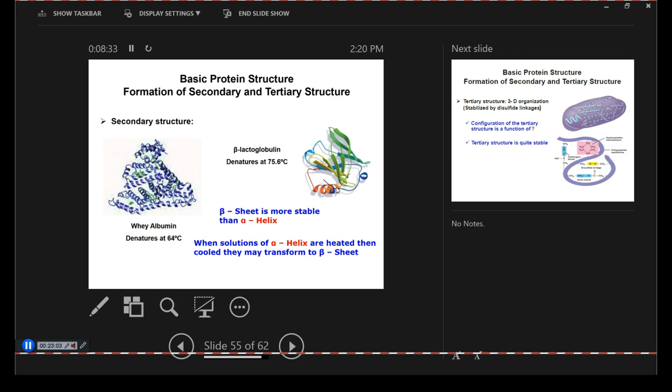Okay. So here's an example of two proteins where you have really high alpha helix structure versus beta sheet. So these arrows represent beta sheet in the protein structure. So beta-lactoglobulin denatures at 75 degrees C, whereas whey albumin denatures at 64. So this is just to illustrate that different secondary structures have different thermal stability.